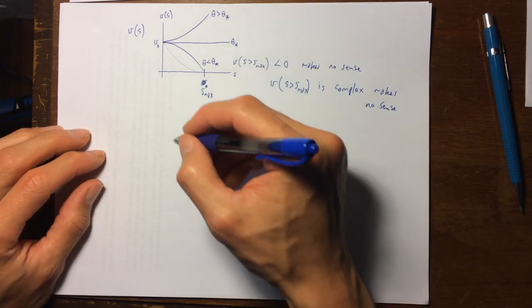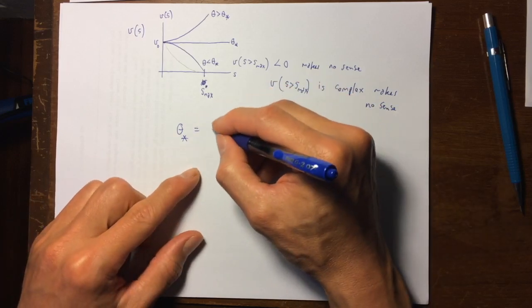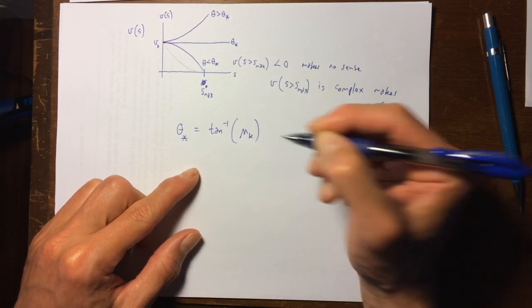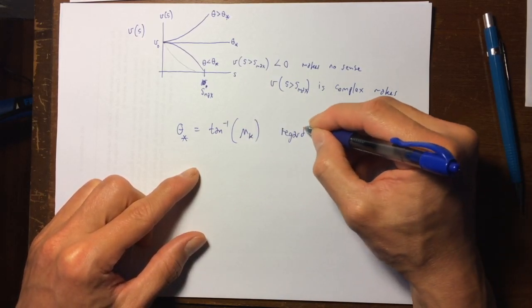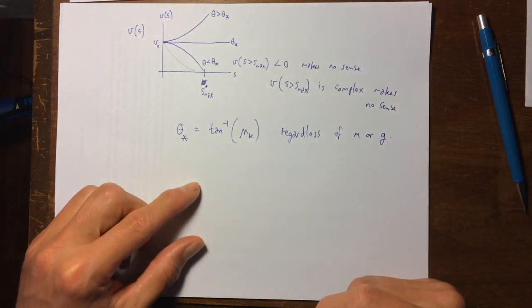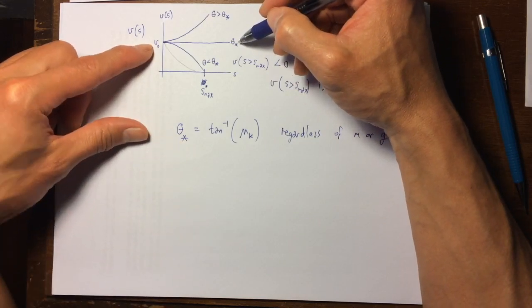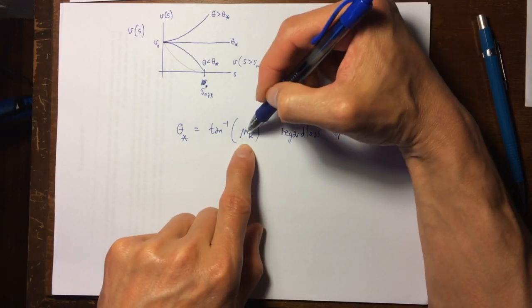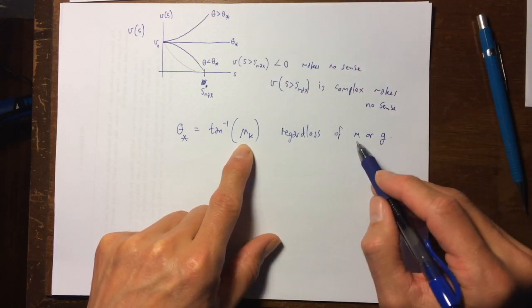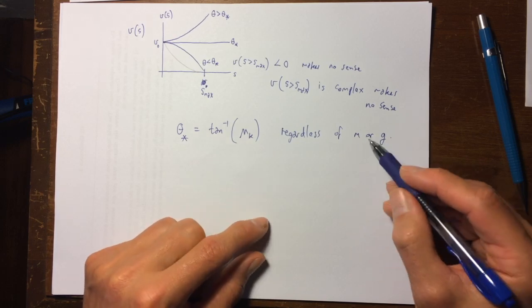It turns out that theta star is actually equal to the inverse tangent of mu sub k, and this is regardless of m or g. So that special critical angle, such that the velocity doesn't change, depends on the coefficient of friction, but is independent of how strong gravity is, or how much material is involved, or how much inertia.